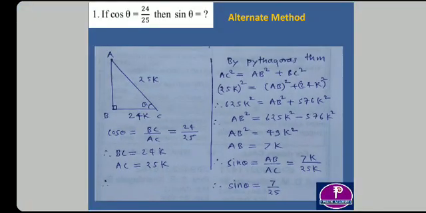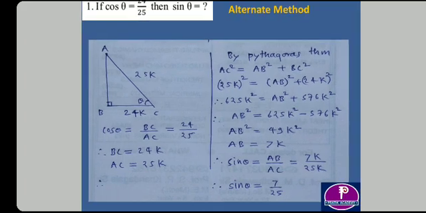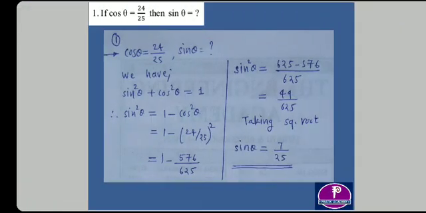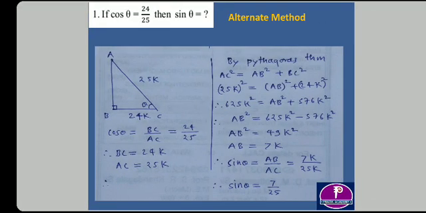And then finally we want sin theta. So by definition, sin theta is opposite side upon hypotenuse. So for angle C, the opposite side is AB and the hypotenuse is AC. So AB upon AC, and here we have calculated the value of AB. So put the values, and we get sin theta is equal to 7 upon 25. By any method, by the formula method or this right angle triangle method, you get the same answer.